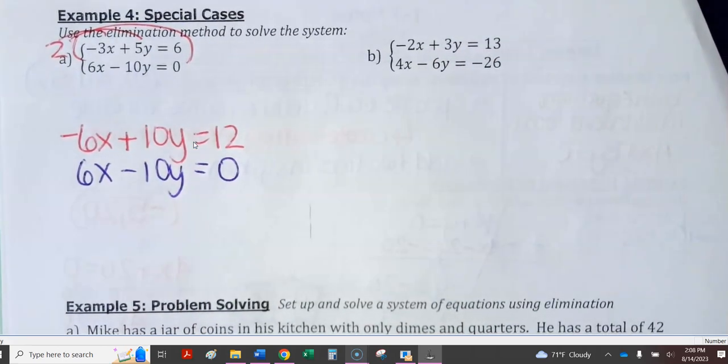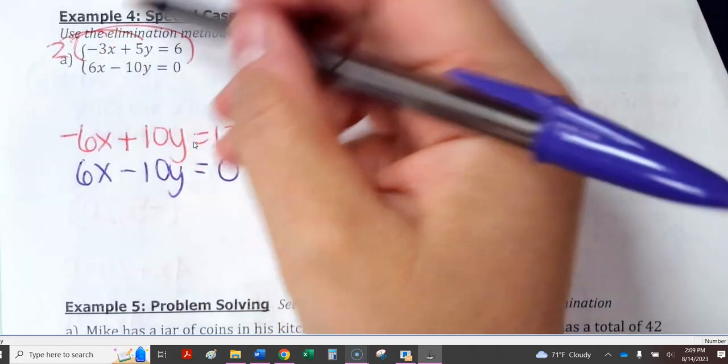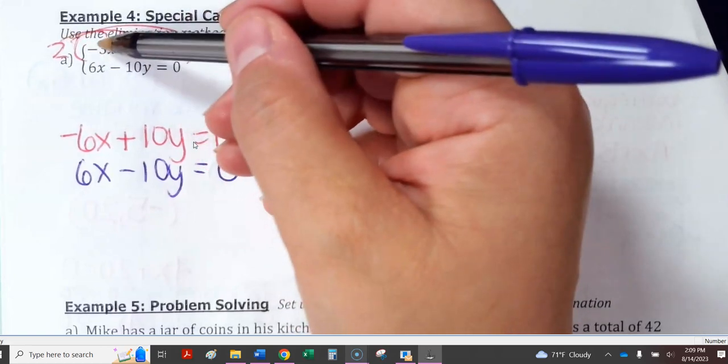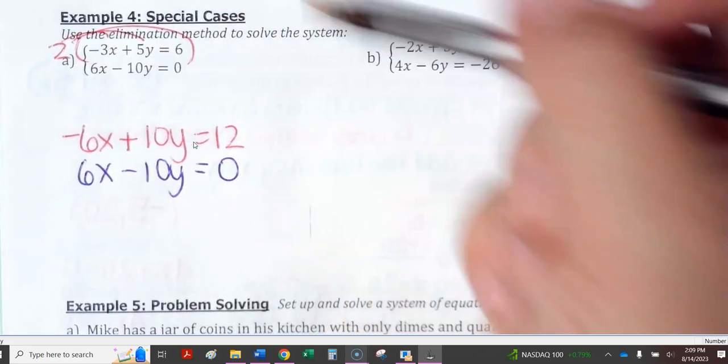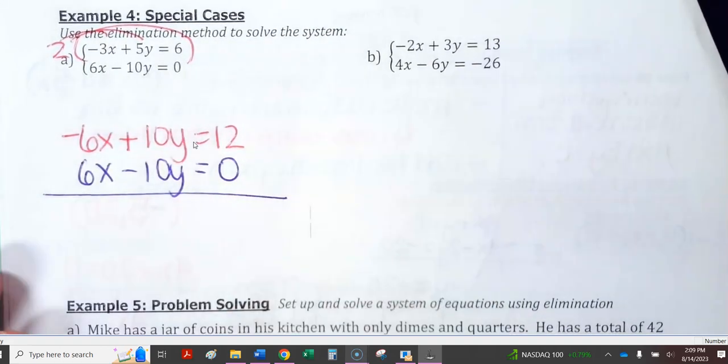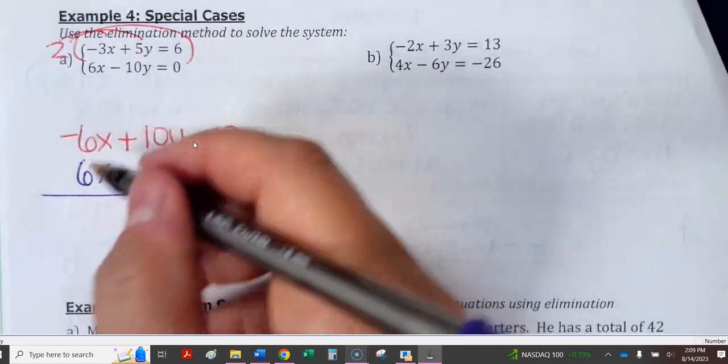The weird part here, and I didn't need to introduce a negative, because if you were going after the x, just doing a 2 would cause those two to be opposites. And it just so happens the y's are opposites here too. So both variables get eliminated.